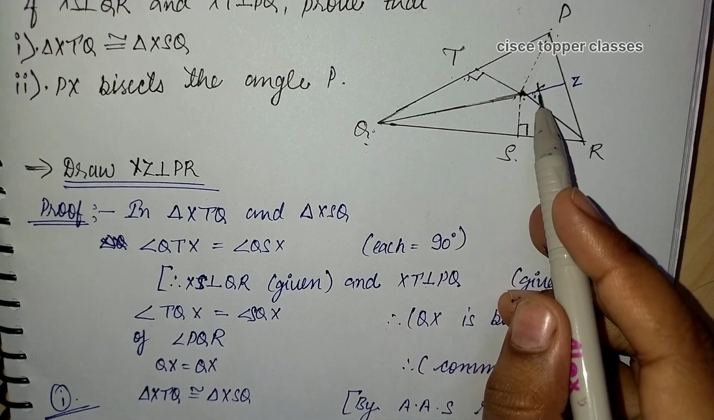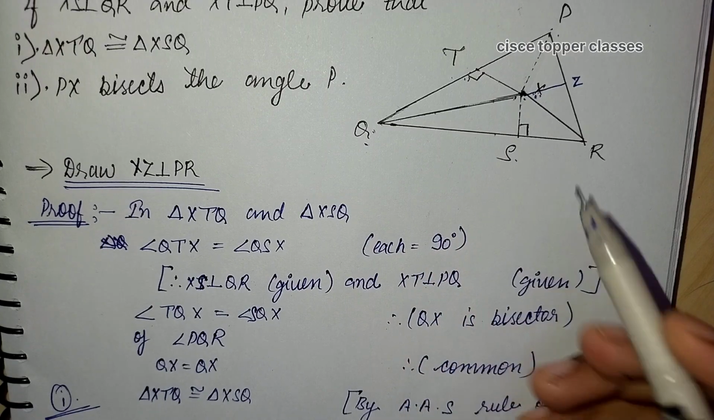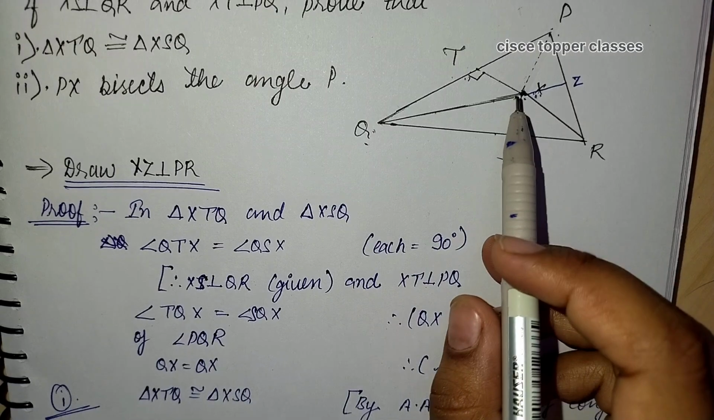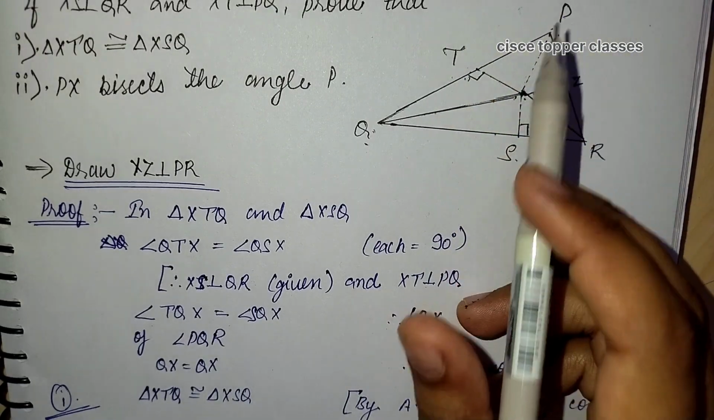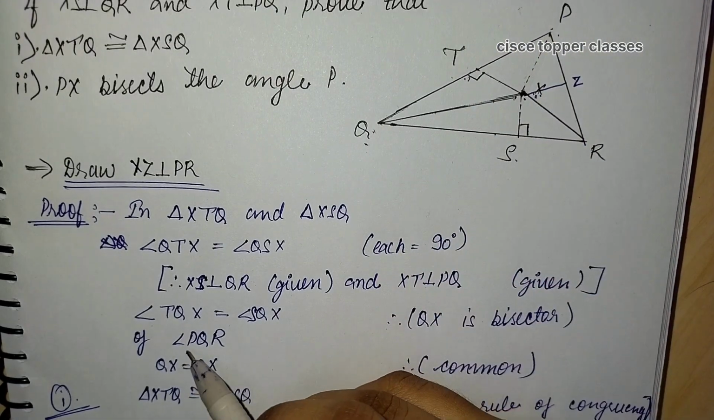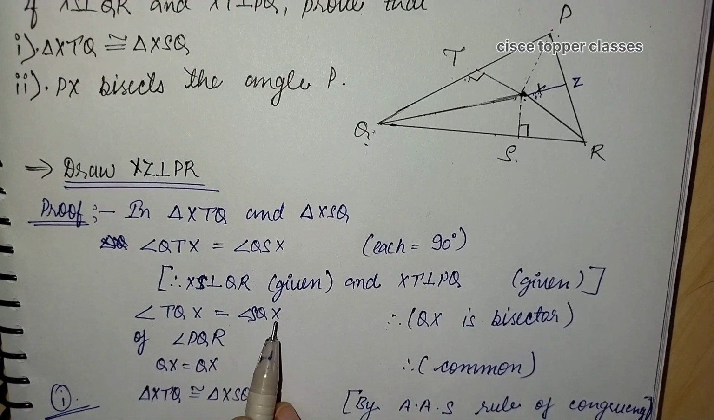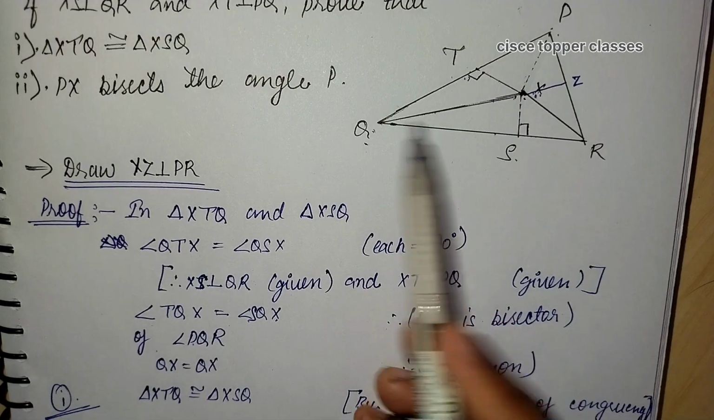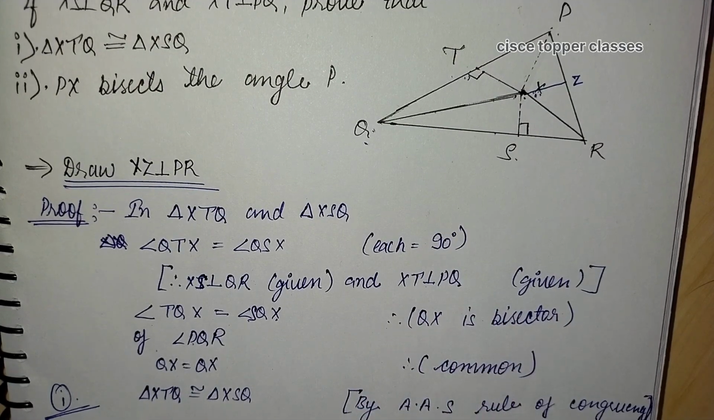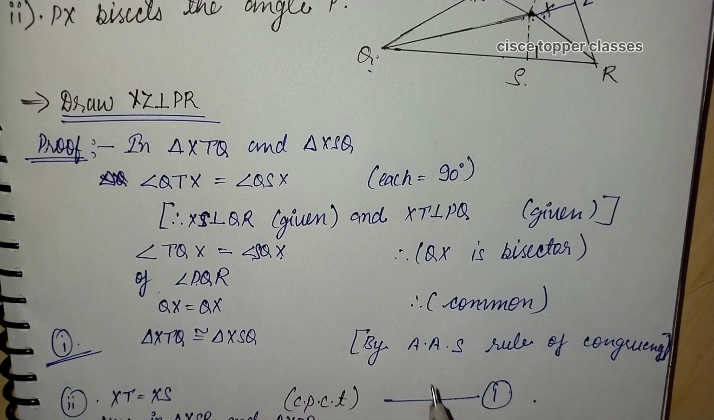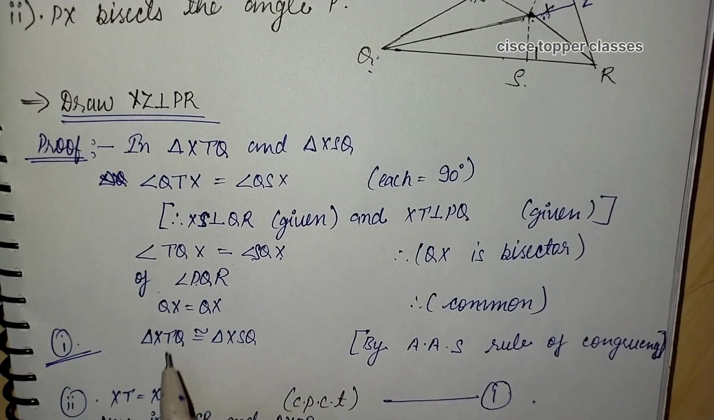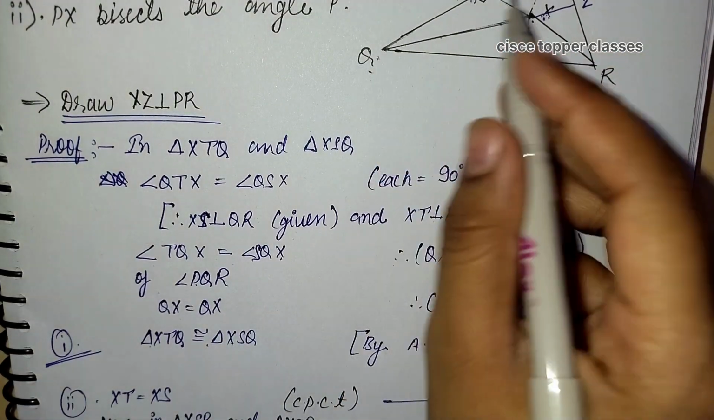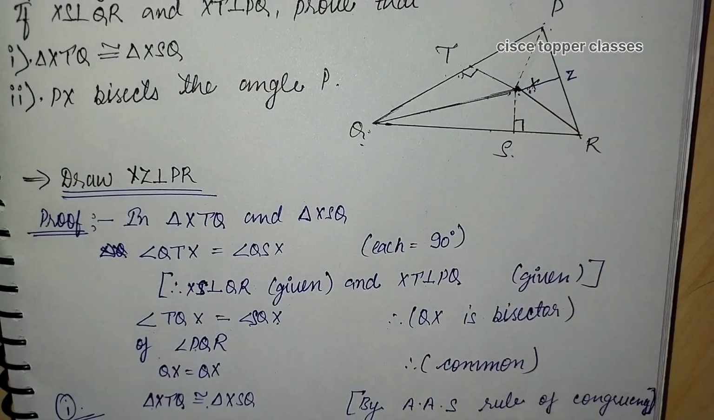Again, angle PQX is equal to XQS from here because QX is the bisector. QX is the bisector of angle PQR here. So from this we can write angle TQX is equal to angle SQX of triangle PQR. Now again we have QX as common in these both triangles, and hence from this by angle side rule of congruency we can prove that triangle XTQ is congruent to triangle XSQ here. So these two angles are congruent here simply from that.